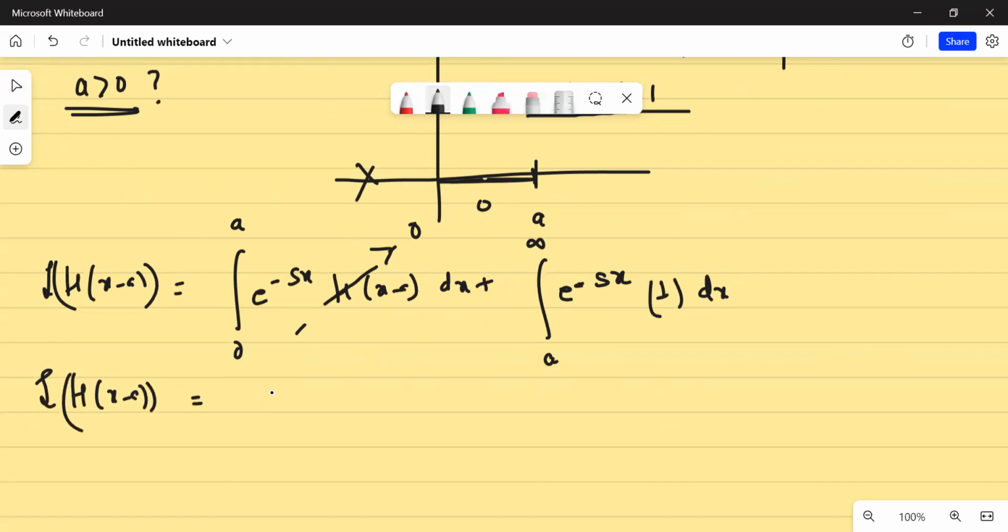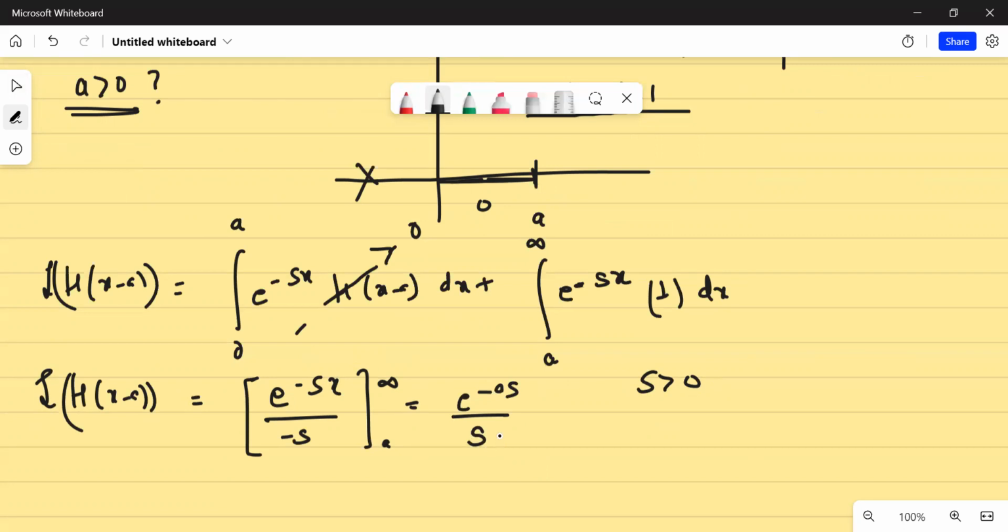And so this would be equal to e to the power minus sx divided by minus x from a to infinity. This integral would only exist if s is greater than 0. And only if s is greater than 0, this would be equal to, I think, e to the power of minus as divided by s. And this is only true if a is also greater than 0. So for all a greater than 0, s greater than 0, this would be the Laplace transform. Is that clear or not clear?